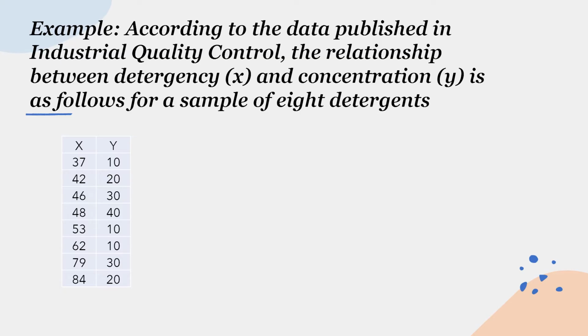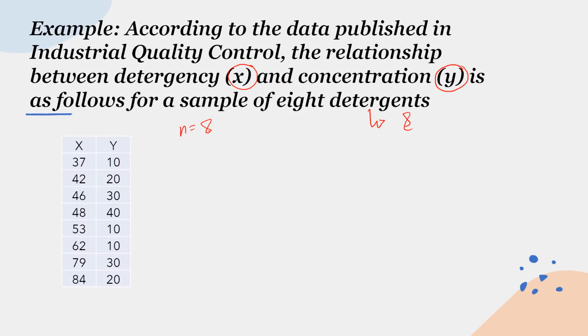Now, according to the data published in the Industrial Quality Control, the relationship between detergency, which is represented by X, and concentration, which is represented by Y, is as follows for a sample of 8 detergents. So now we know that we have 8 detergents. So our N is 8.